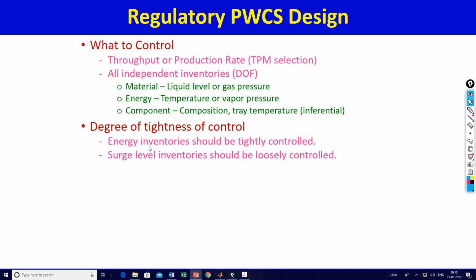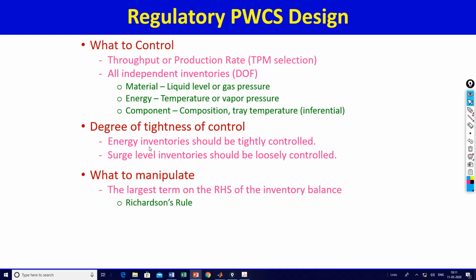First you figure out what to control in order to close all the independent material energy balances and where to set throughput, and once you've done that, then you sort of have in your head how tightly do you want to control these things. Product quality you would like to control very tightly. Once you've decided what you want to control and how tightly you want to control it, then the next issue is what to manipulate. And typically, if you look at the material balances, one of the rules of thumb is you manipulate the largest term on the right hand side of that inventory balance, and this is called Richardson's rule. It's named after a process engineer from Union Carbide.